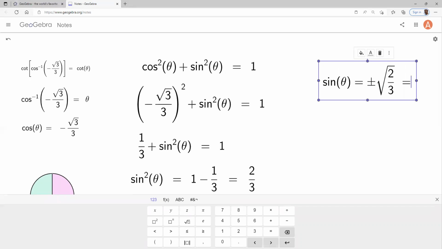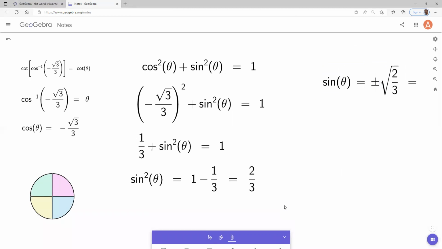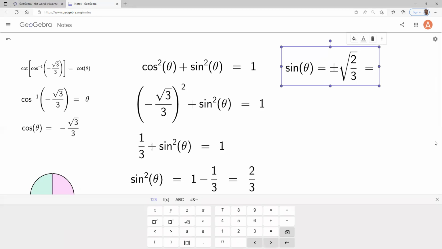Now, a couple of things to pay attention to right now. I need to decide if it's plus or minus. When you are talking about inverse function, you're talking about the upper half, but since cosine is negative, it has to be in the second quadrant, the green quadrant. In the green quadrant, sine is positive. So theta is in the second quadrant and sine is positive in the second quadrant. So I'm going to take the positive one.